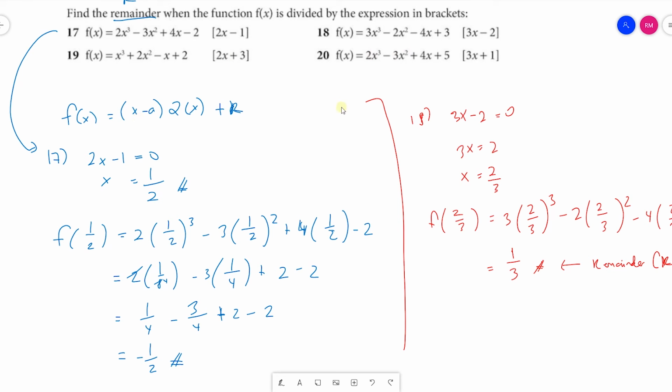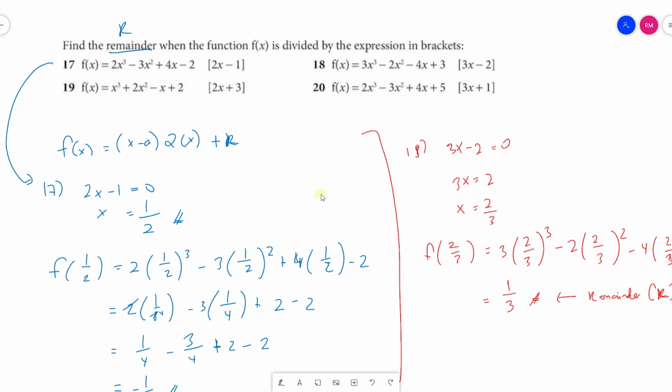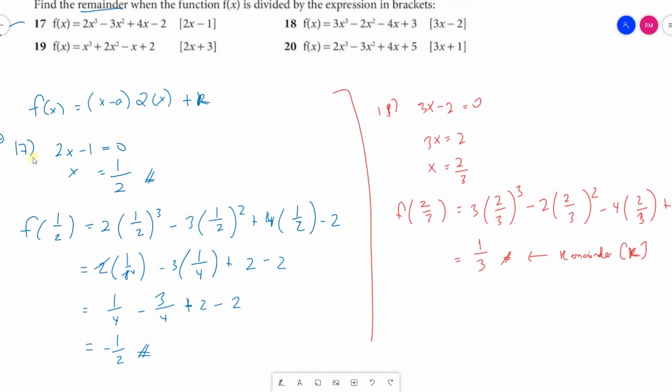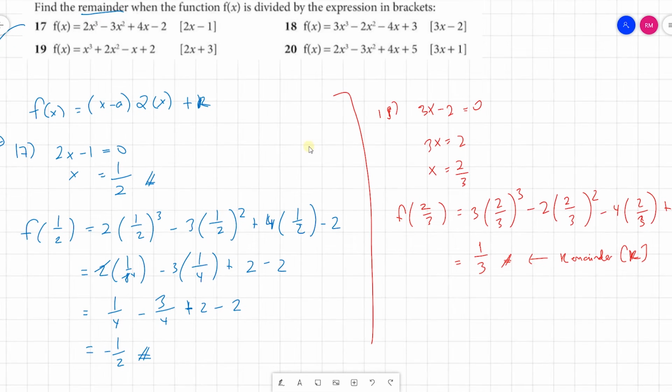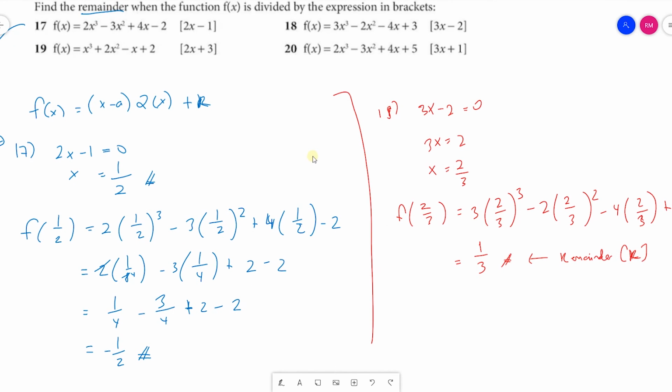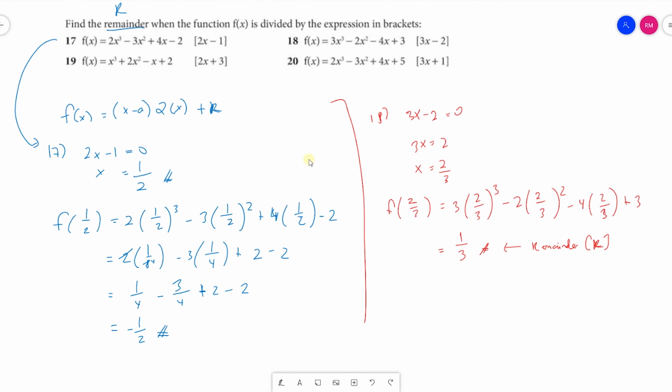Example 19 and example 20 use exactly the same method as what we did for example 17 and 18. So I think for 19 and 20, you can try them out by yourself. And if you still can't do it, maybe you can ask in the comment section, so maybe we can discuss it in a separate video. All right.